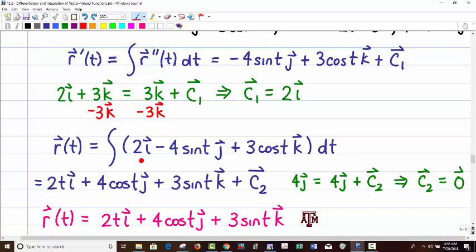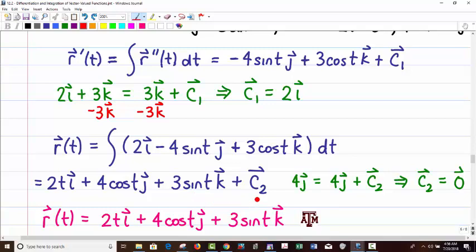So that means r prime of t, well actually this is r prime of t right here, with that initial condition. So r of t will be the antiderivative of this result for r prime of t, whenever r prime of 0 equals 2i plus 3k. So the antiderivative of 2i will be 2ti, minus 4 sine t will be plus 4 cos t, and then 3 cos t will be the antiderivative of 3 sine of t. And then plus the c2.